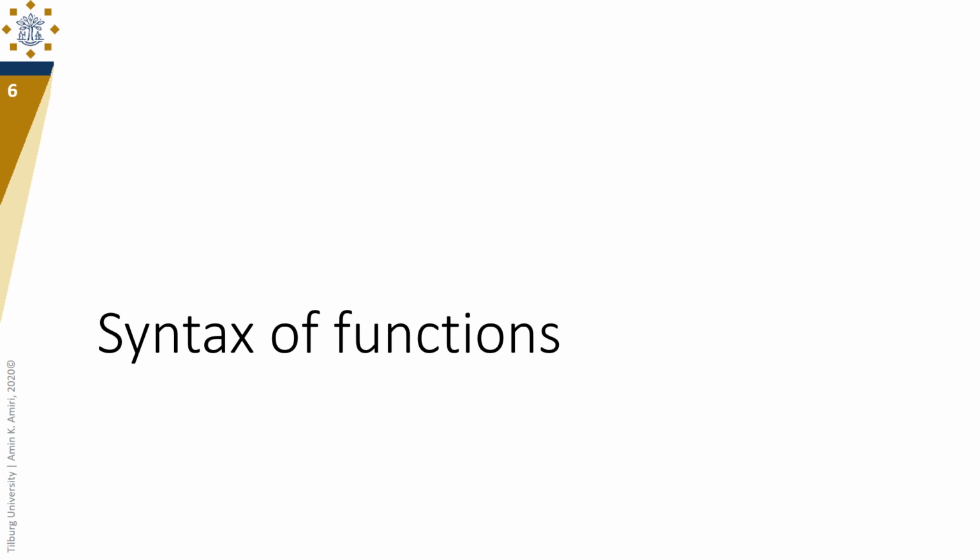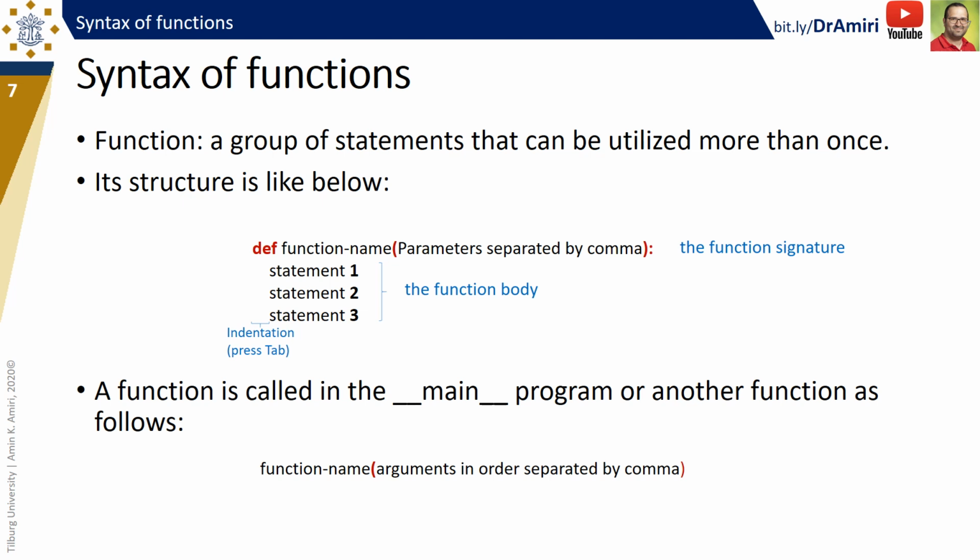We start with the syntax of functions. A function is a group of statements that can be utilized more than once. It has a structure like what you see here. It starts with def, which is a keyword in Python. Then you need to provide the name of the function. After that, you need to provide two rounded brackets, two parentheses, and in between you can leave nothing, or you can provide the names of the variables separated by comma.